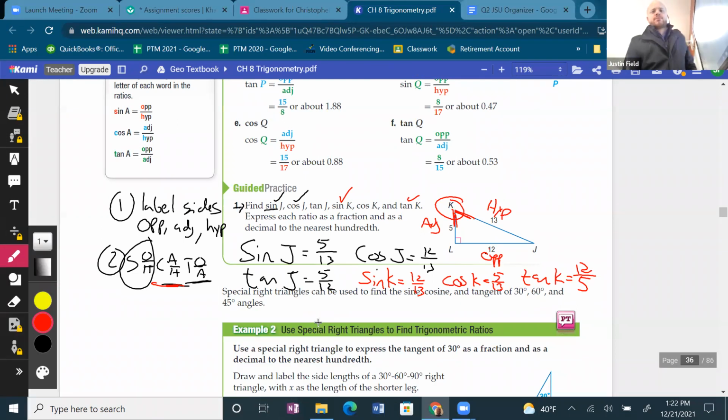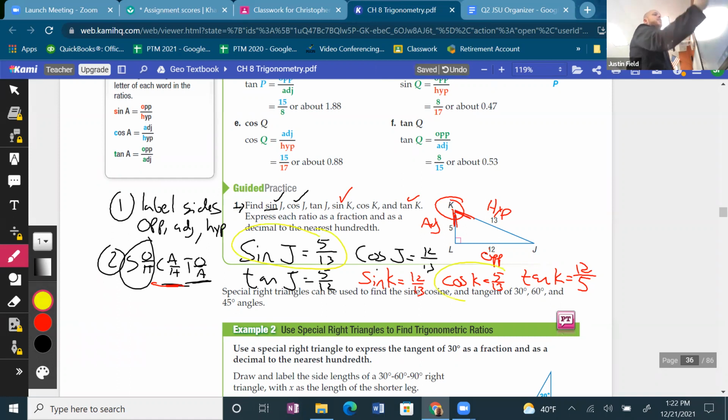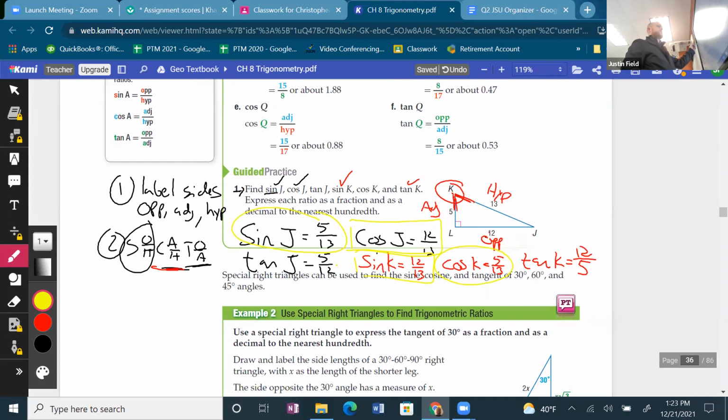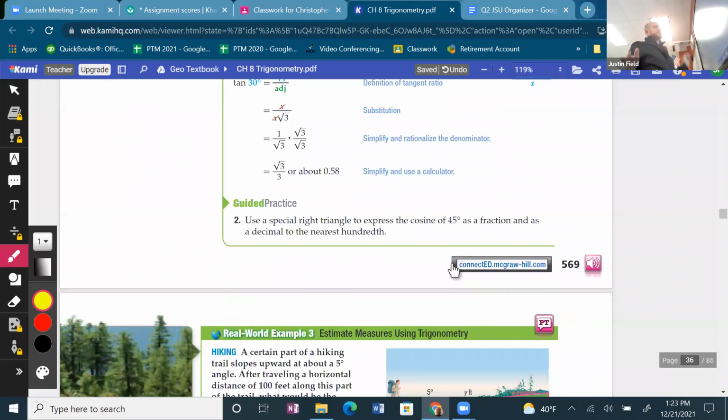All right, we're all good. So now hopefully you notice that there are some similarities. The sine of J, 5/13, is the same as the cosine of K. That same thing happens with the cosine of J. Look at that, same as the sine of K. And then there's only one left over. They are opposites, or they're reciprocals. All right. So that's the big one, the trig ratio.